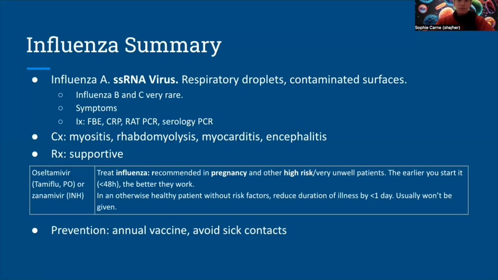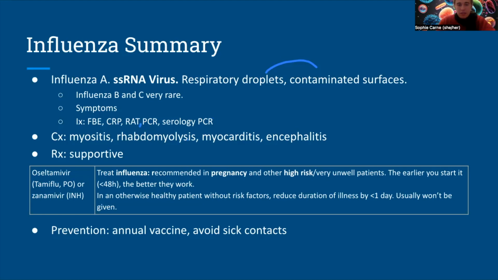But basically, influenza A is the most common one. B and C are very rare. It's a single-stranded RNA virus. It's obviously spread by respiratory droplets and on contaminated surfaces. You can do a rapid antigen test, you can do a PCR test, and you can do serological PCR.